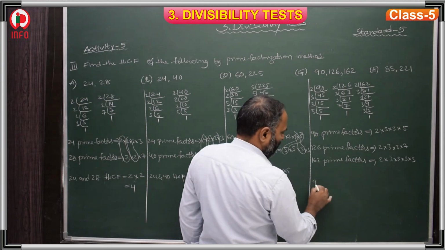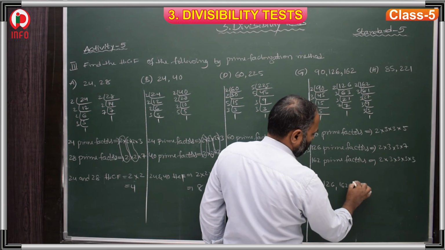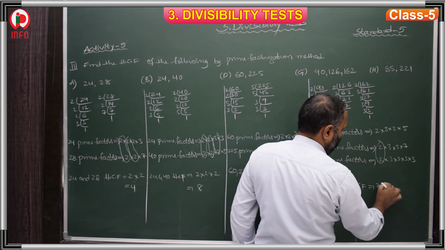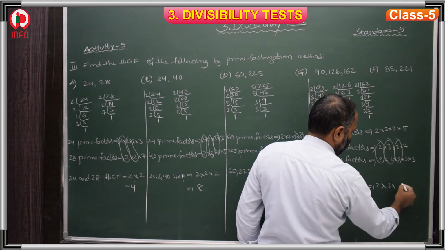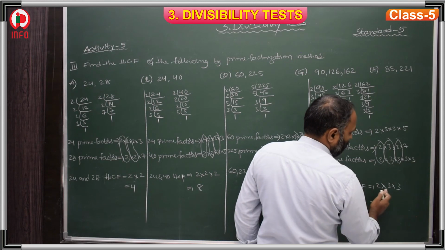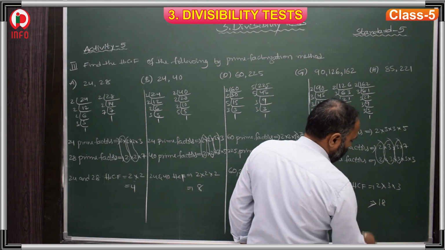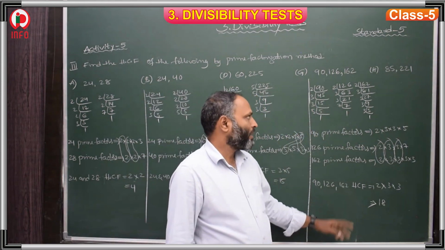Then 90, 126, 162 HCF. What is common? 2 is common, 1 3 is common, 1 more 3 is common. 2 3s are 6, 6 3s are 18. 18 is the HCF of 90, 126, 162.